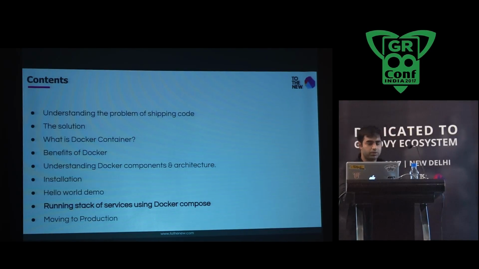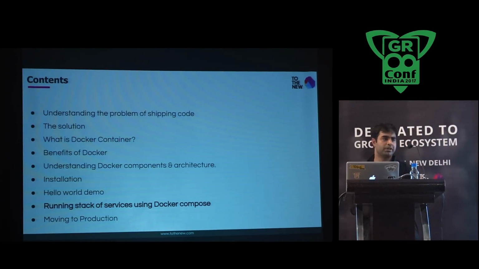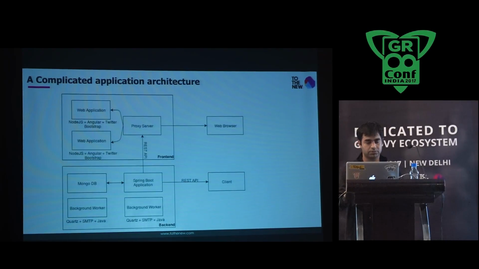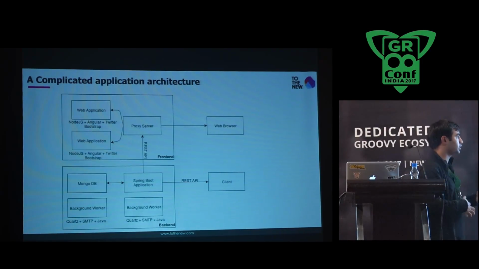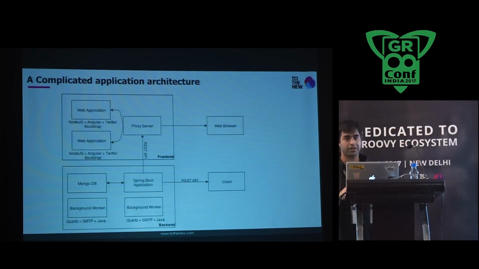So we saw a Hello World demo, but what we really want is how we can deploy a microservice application or a multi-stack application to Docker. So this is a very small version of a multi-stack application where you have a web application which requires Node, AngularJS, Bootstrap. You have a proxy on top of it. You have another Node, Angular application, or two applications running the same. It's two containers, and one database, one Spring Boot application, some background workers, a client which is using the REST API, and a web browser which is using the front-end part.